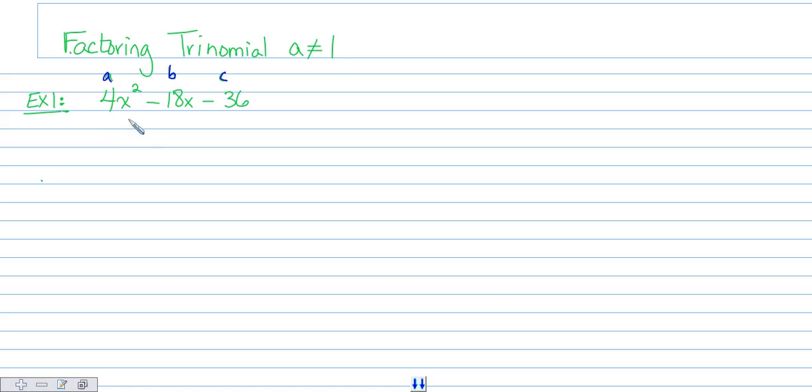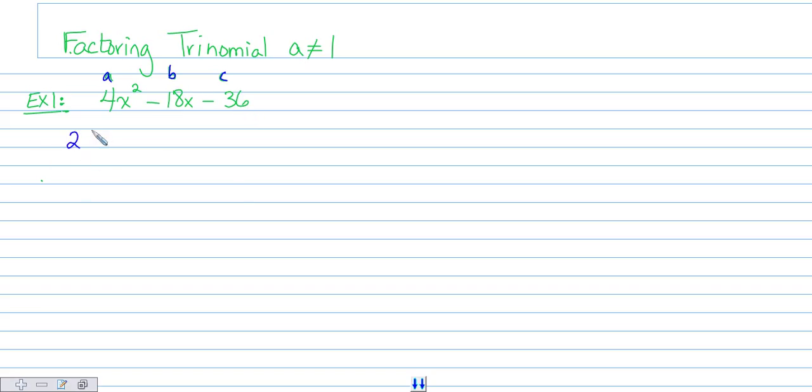In this case, you want to look for a GCF because it may just turn into one that does have an a equals 1 after you take a GCF out. So what goes into 4, 18, and 36? Okay, well 4 will not go into 18, but it will go into 36, but it will not go into 18, so you can't use 4. So what's the other factor of 4? 2. So 2 goes into all three of these, so then we can pull out a 2.